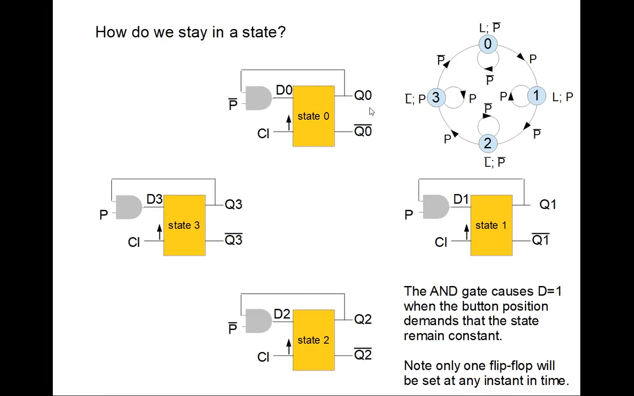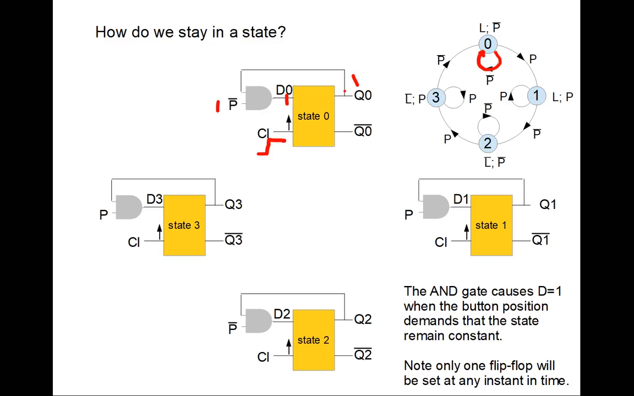Okay, so let's talk about state transitions. Before we talk about state transitions, let's look at an important part of the state transition, which are these circles. Let's take a look at what happens if we want to stay in state 0. We have to be in state 0, so this is a 1, and we have to have the button unpressed, so this is P bar. The button is unpressed, we're in state 0, and then D0 would be 1, and so when the clock rises, we stay in state 0.